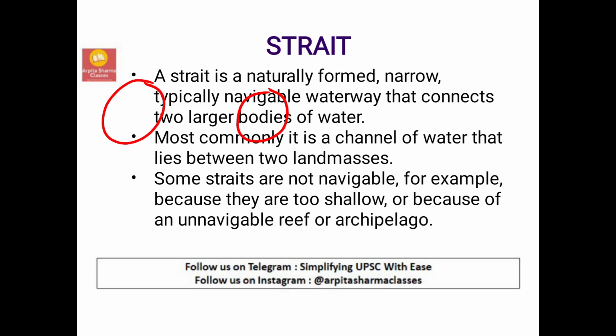I have tried to cover extensively all the straits that are present, so you need not look at any other source for straits. This is a one-stop source for your straits. I hope all of you are doing good. So let us start with the question.